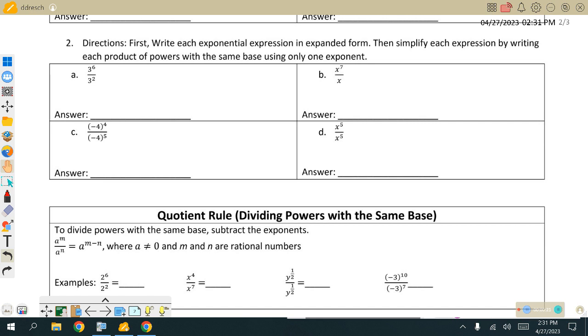So as we keep doing over the last few days, let's expand out 3 to the 6 and 3 to the second, and then let's do some division with that. And let's create a rule like we've been doing the last few days. 3 to the 6 means, one more time, what does 3 to the 6 mean? Six threes. Yeah, lots of threes, right? And then 3 to the second means what? Two threes. Now we're doing division.